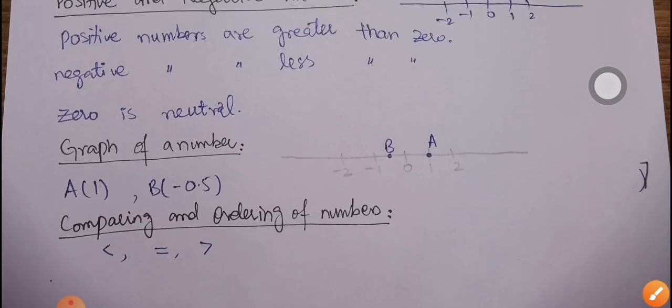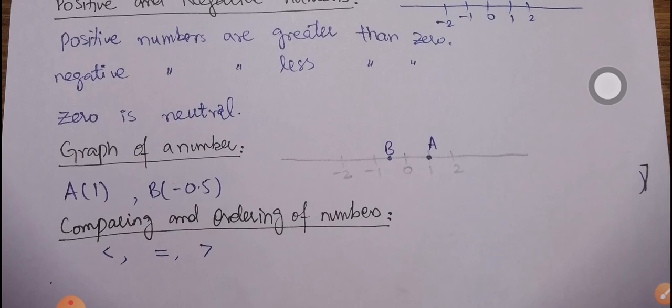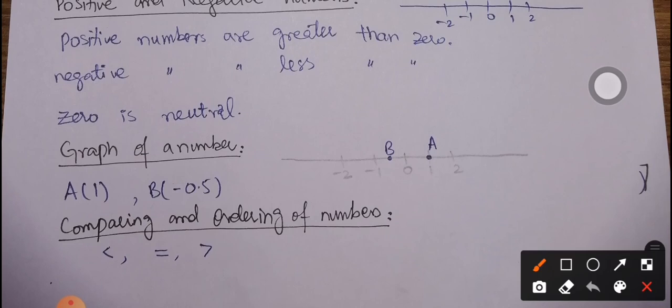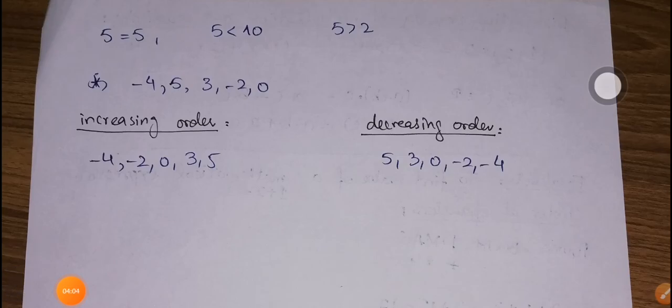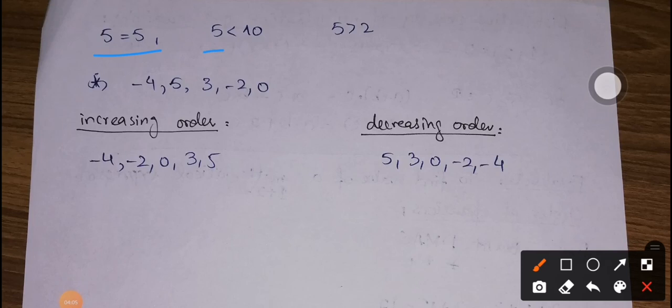Next, we have comparing and ordering of numbers. As we have discussed, we have three basic relations between any two numbers: it could be less, equal or greater, and on the basis of these relations we can easily arrange the numbers in increasing order or even in decreasing order. For example, 5 is equal to 5, 5 is less than 10, and 5 is greater than 2. So this is how we can relate any two numbers by the relation less, equal or greater.